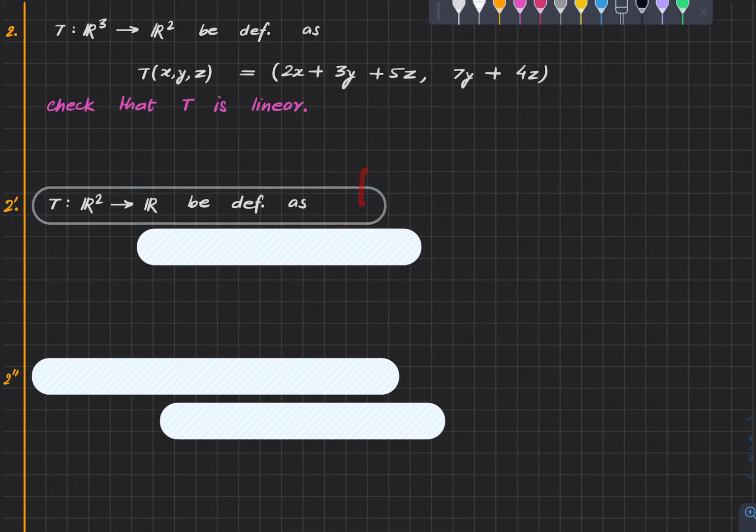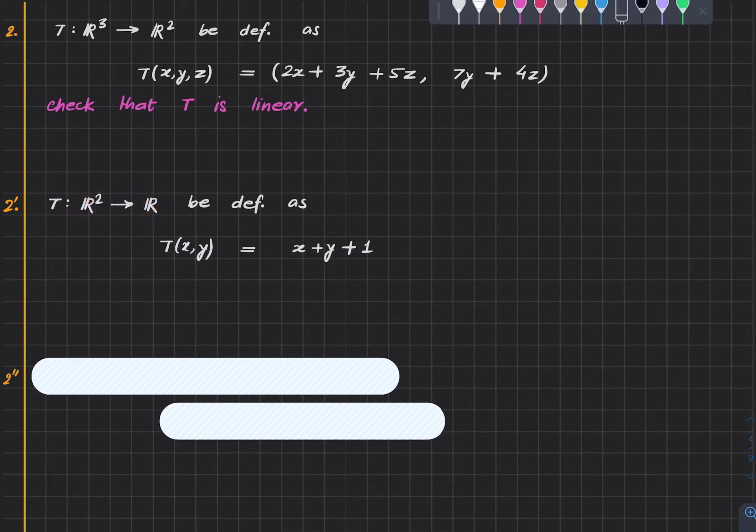Now define something from R2 to R, both are of course vector spaces, as T of x comma y equals x plus y plus 1. Now this is not a linear map. One way to see it is not linear is that it is not taking the 0 vector to the 0 vector. It is taking the 0 vector to 1, which is non-zero. So this is not a linear map.